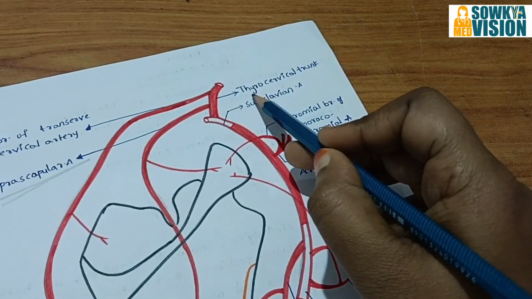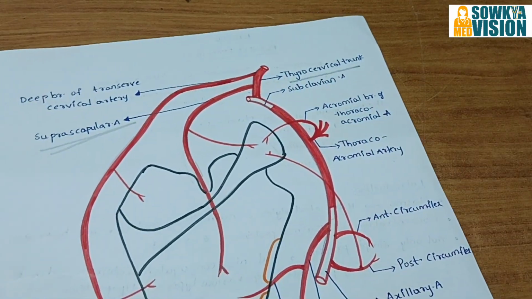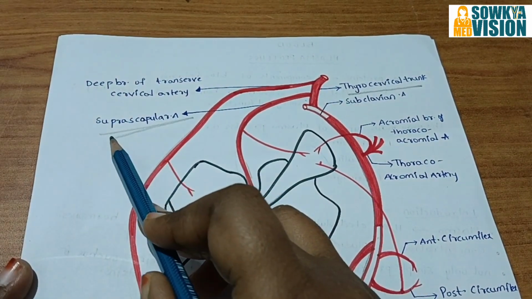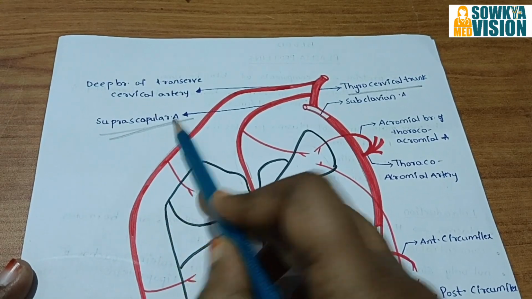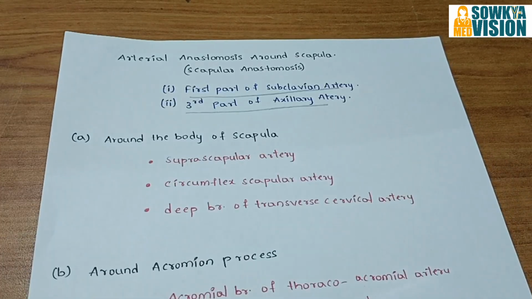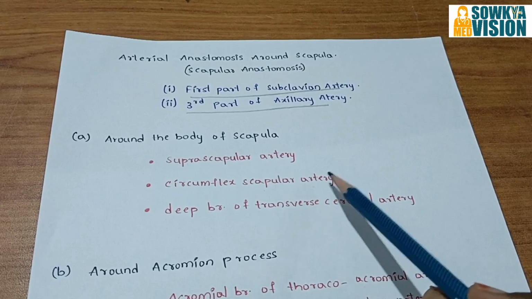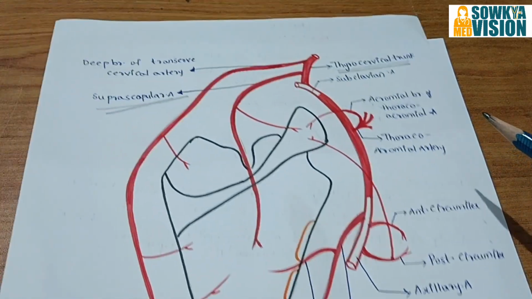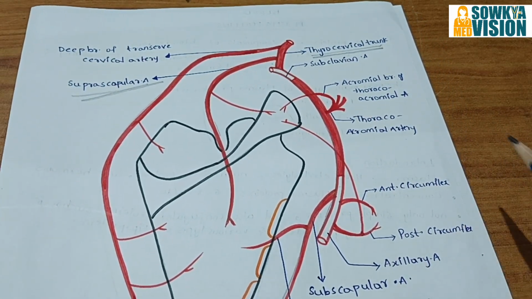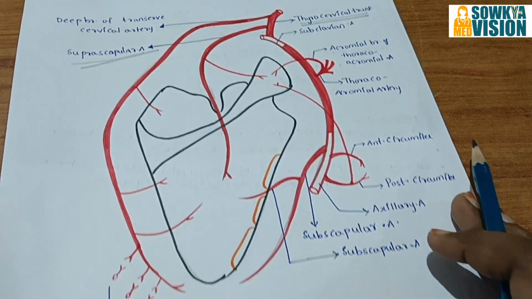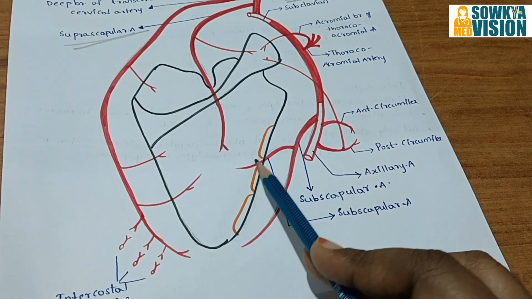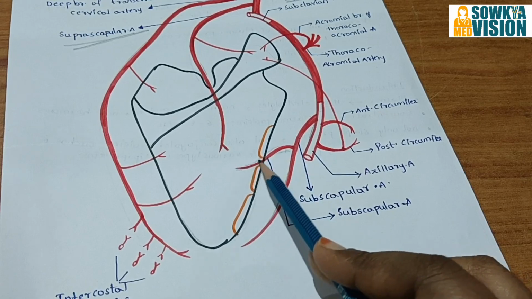The suprascapular artery is a branch of the thyrocervical trunk. I think you can see it clearly now. So the first branch is the suprascapular artery, from the thyrocervical trunk. What is the next one? The circumflex scapular artery. In the last class we dealt with the axillary artery. The circumflex scapular artery is a branch of the subscapular artery. So here it goes; here you can see.